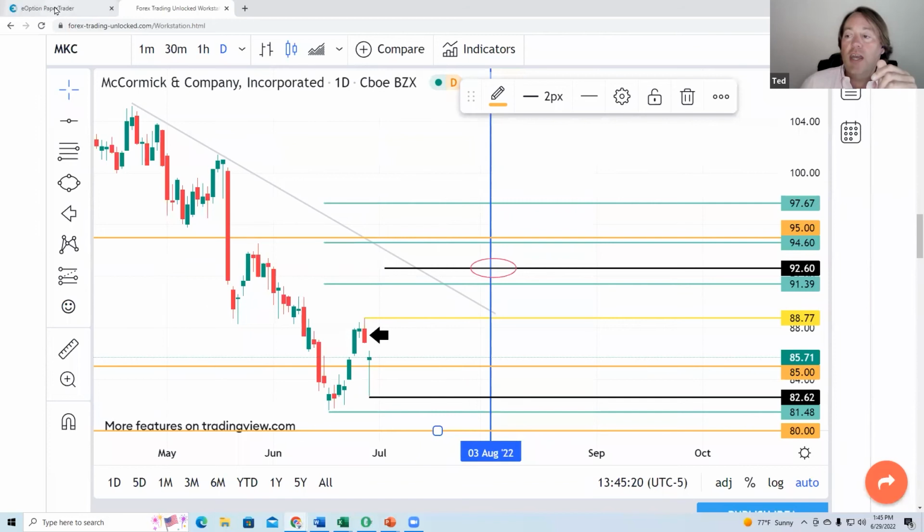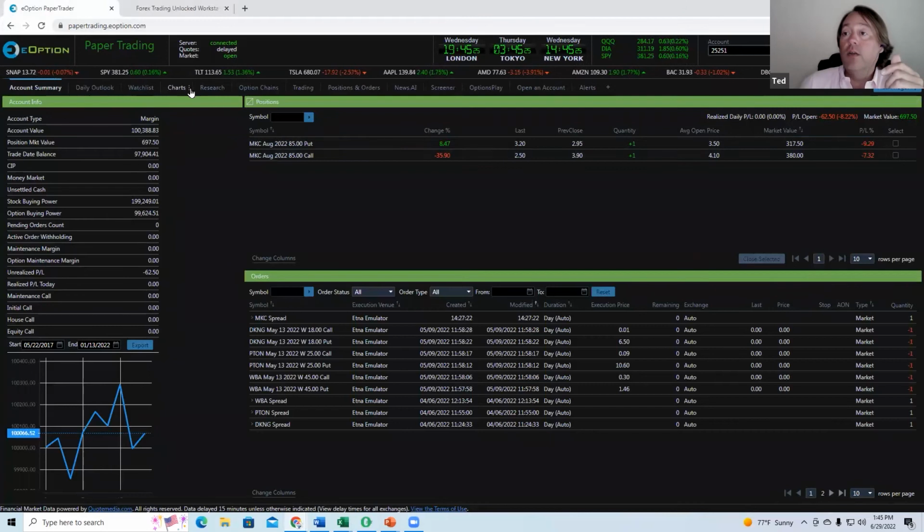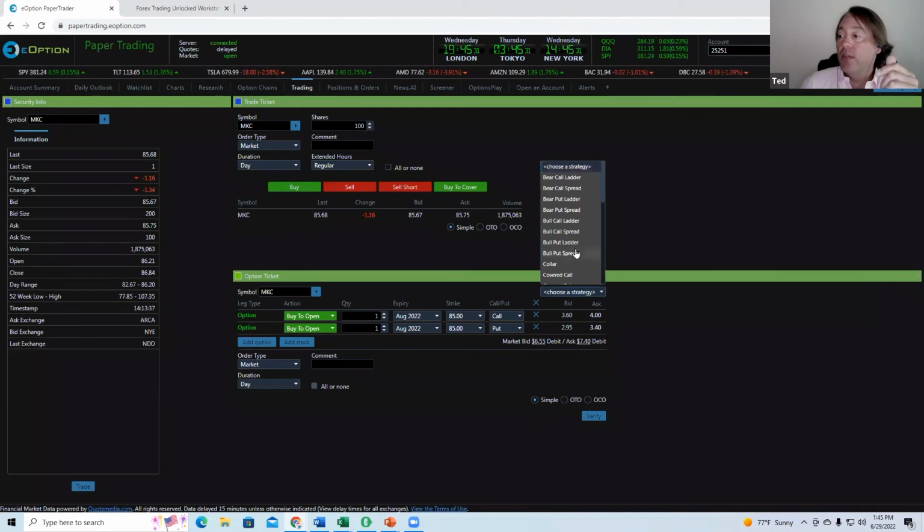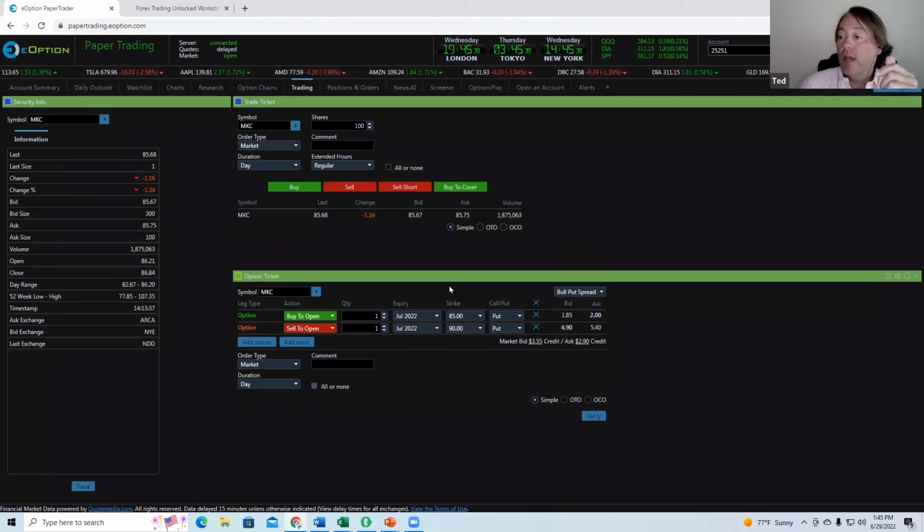So how would you put that trade on? Okay, so we go back to our trading platform. We go to strategies, and we put on a bull put spread. Okay, so we have the 85, the 90. We want to change this to August. And then we want to put this as the 85. And we're going to buy the 80. Okay.